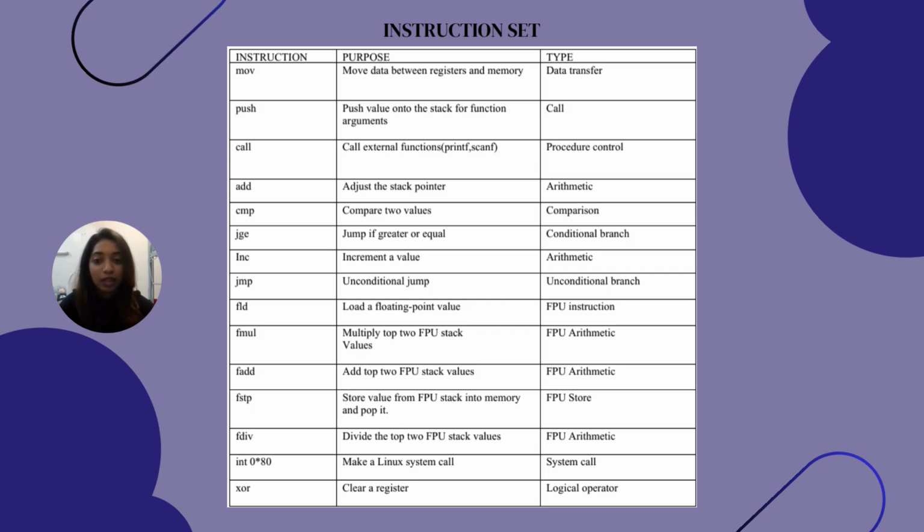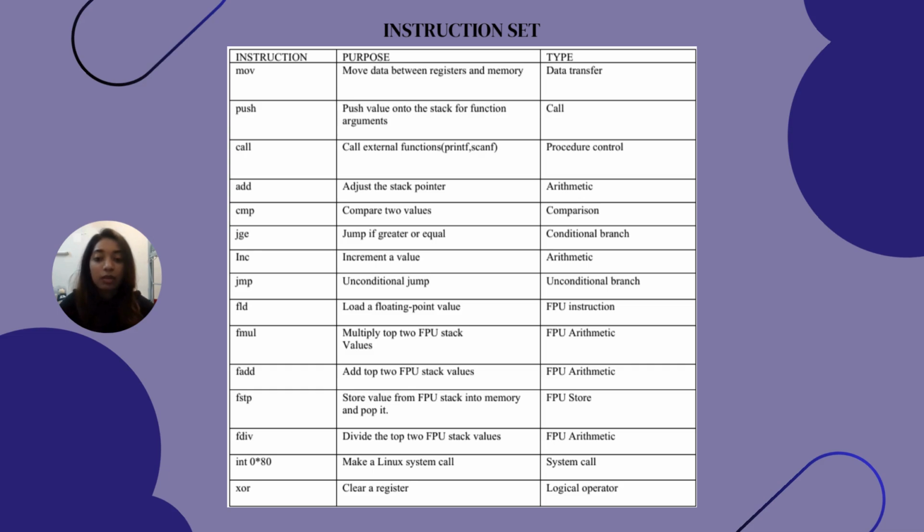Next is CMP. We use the CMP instruction to compare two values. We are using the comparison type. The next one is JGE. This is to jump if greater or equal. We are using the conditional branch type. Next is INC. We are using it to increment a value. We are using the arithmetic type. JMP is for an unconditional jump, using the unconditional branch type, and FLD loads a floating point value. We are using the FPU instruction type.